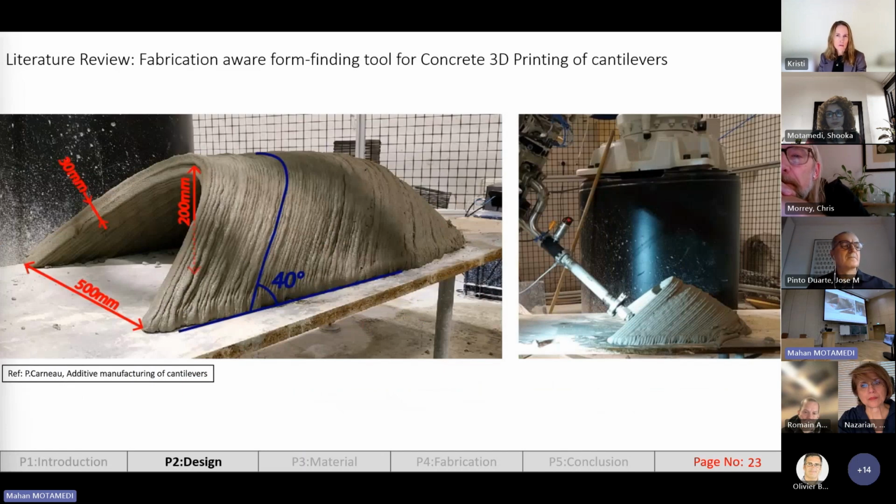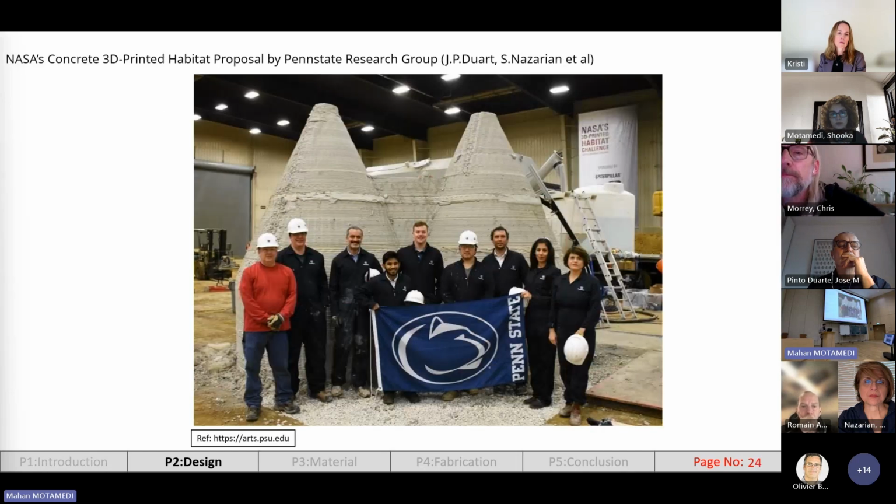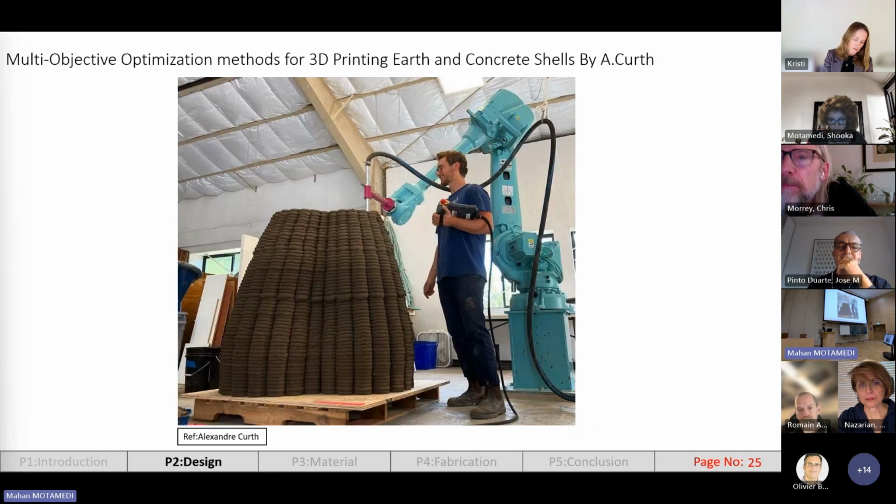The people who are working on this topic, the first one was Paul Carnot. He had worked on printing cantilever structures by concrete, and he has developed a form-finding fabrication tool to develop this method. The second example is NASA's Habitat Contest, and the proposal of the Penn State research group, led by Professor Joseph Pinto-Duarte and Shadi Hazarian. And this shell was also printed by concrete without any formwork. The third one is the multi-objective optimization method for 3D printing earth and concrete shells, done by Alexandre Kerr.